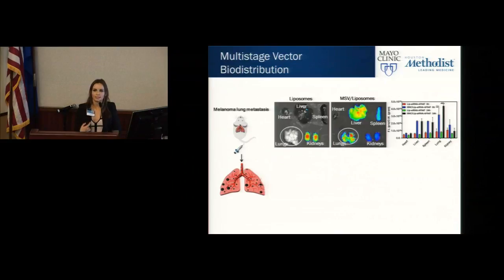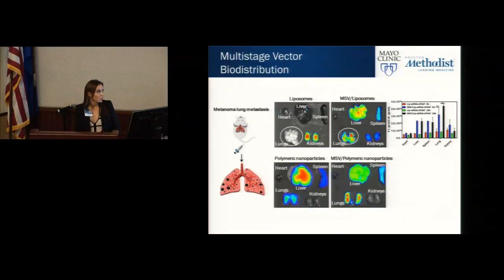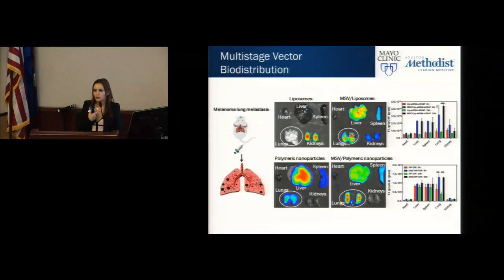And this is the quantitative analysis. In blue and black, you see the multi-stage vector. We saw the same trend when we compared polymeric nanoparticles, a spherical nanoparticle, to the multi-stage vector. Again, we saw enhanced lung accumulation. And what you don't see in these images are the free drug, but I can tell you that we wouldn't see any accumulation here if we're looking at a conventional therapeutic agent.